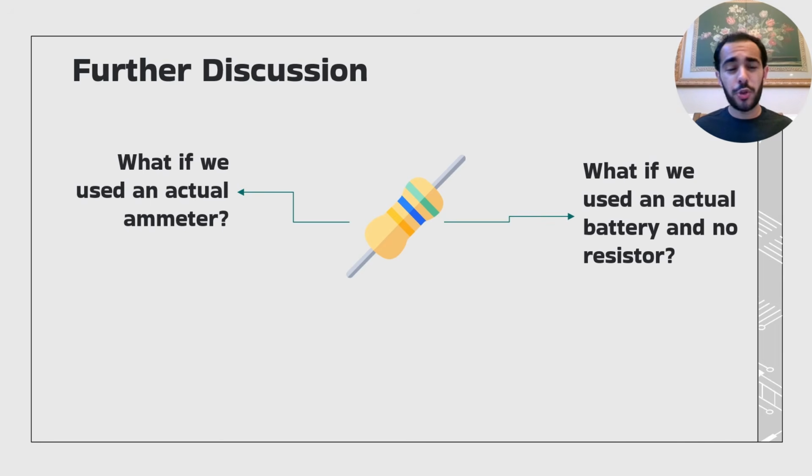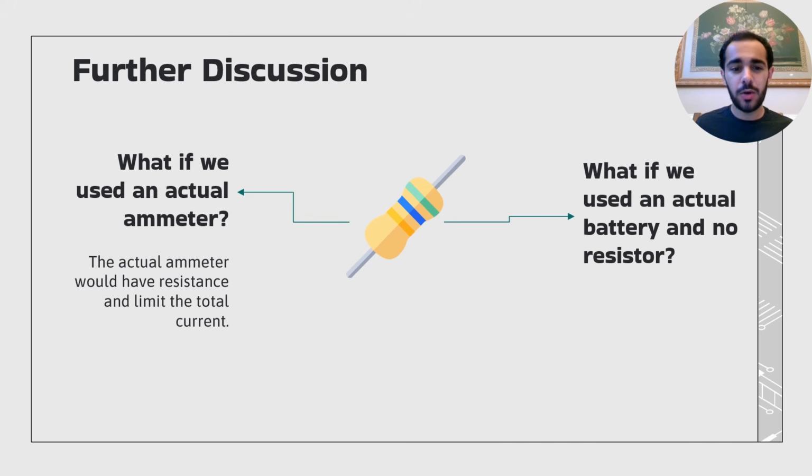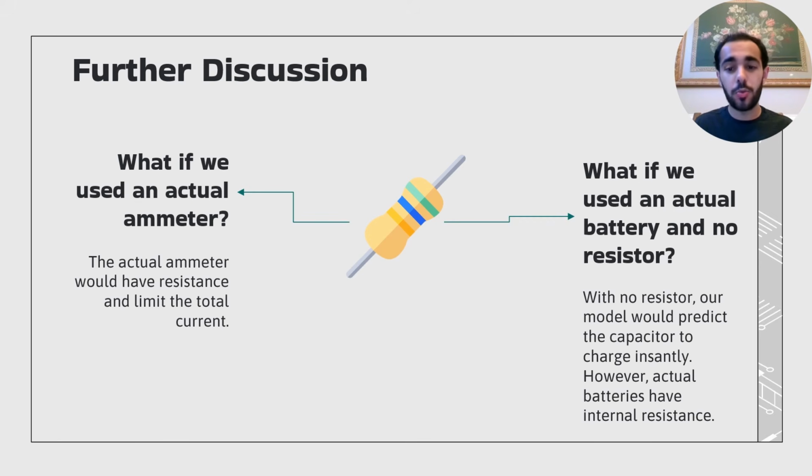Now for our further discussion into the results, what would happen if we used an actual ammeter instead of our simulated one? Well, the actual ammeter would have resistance, and this would limit the total current in our circuit. Next up, what if we used an actual battery and no resistor? Well, with no resistor, our model would predict that the capacitor would charge instantly. However, actual batteries have internal resistance, so this would not happen.